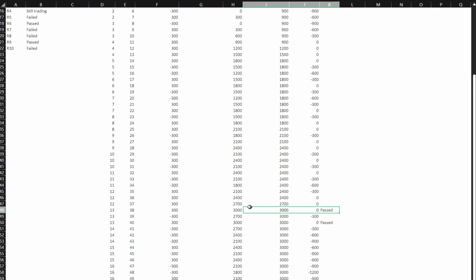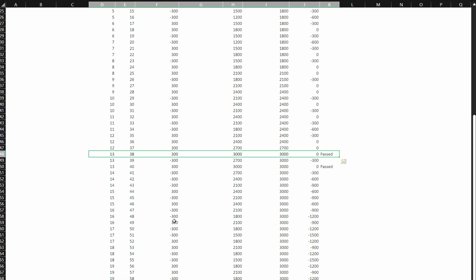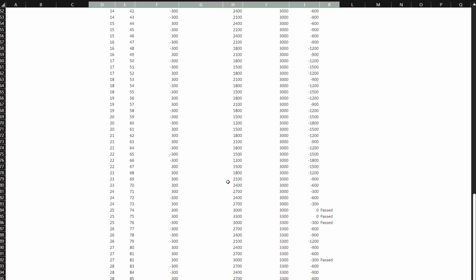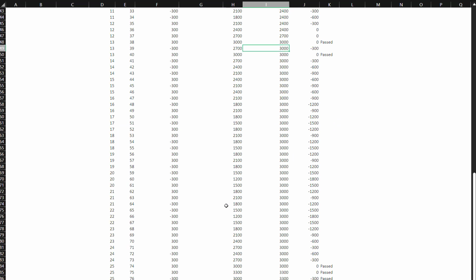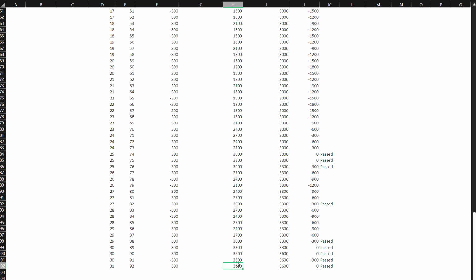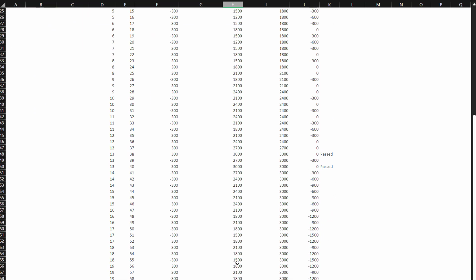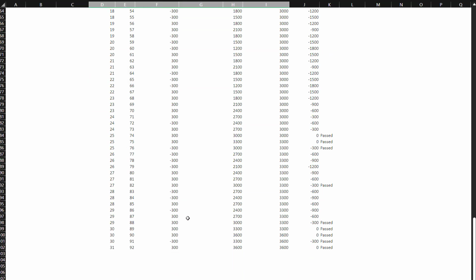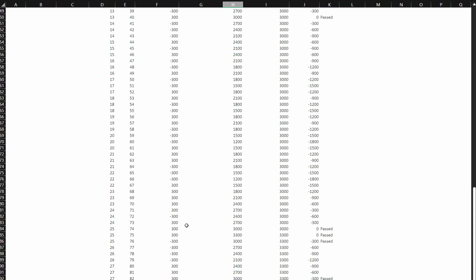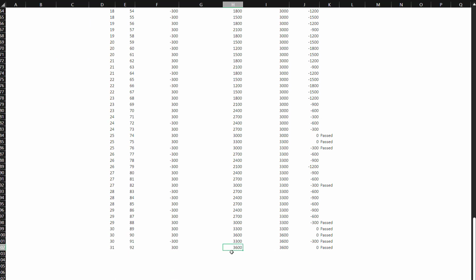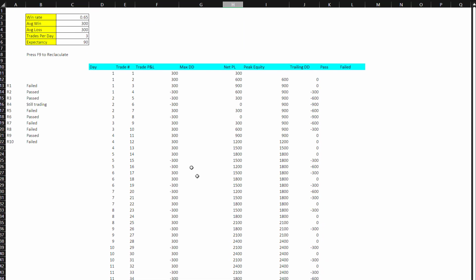So here's an interesting example. Here you passed on day 13, and if you kept trading, would you be at your $3,600? So between day 13 and day 31, you only made $600. You know, that's trading, right? You had a real good run to begin with, and the next 20 days you didn't really make very much. At 65%, that's a pretty good expectancy here.